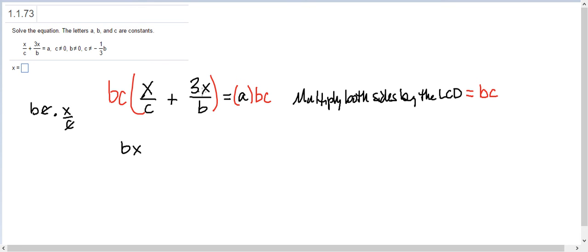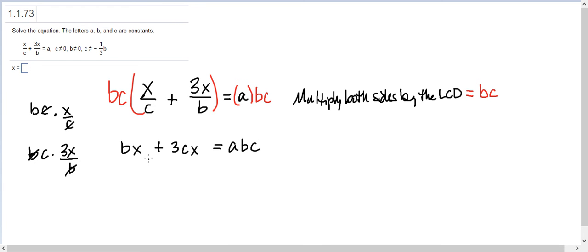Now I'm going to do BC times 3X over B. So let me write that. And this time the B's cancel and I'm left with 3X and a C. So plus 3CX, whatever, it doesn't matter. It's all commutative, so I can write it in whatever order. And that equals ABC now on this side. Alright, so we're almost there.